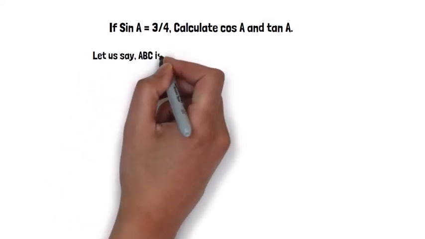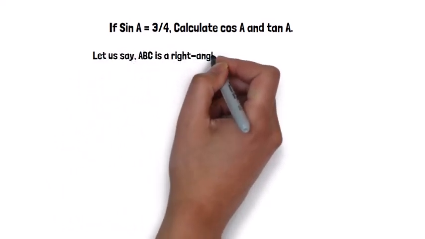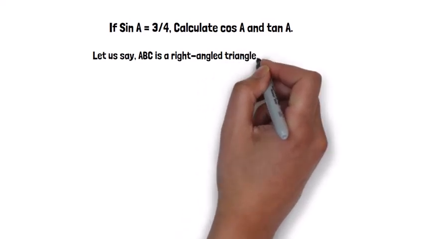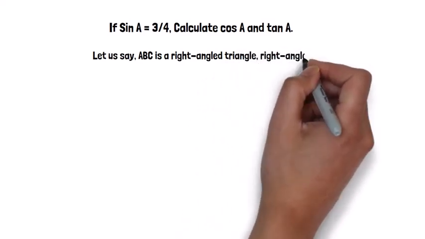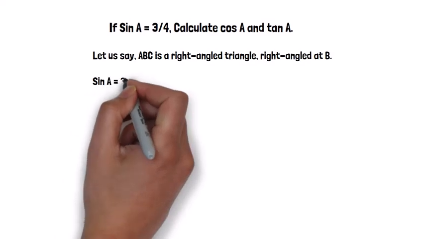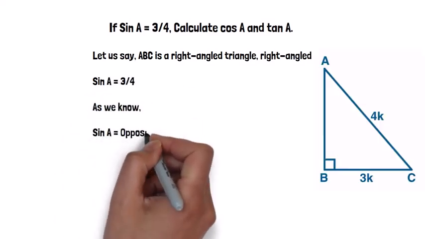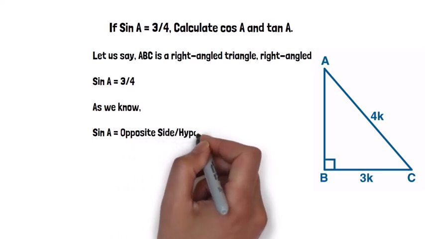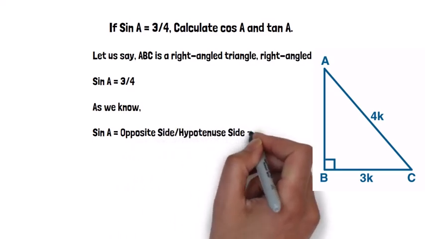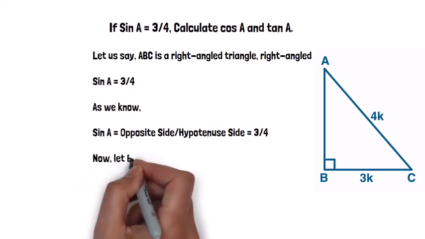Let us say ABC is a right angle triangle at B. Sin A equal to 3 by 4. As we know, sin A equal to opposite side divided by hypotenuse equal to value 3 by 4.